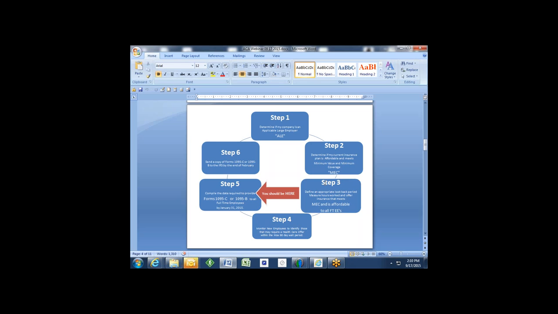You also have to ensure you include your seasonal employees. There's a calculation to go through for those. If they've worked 120 days and they're averaging over 35, so they are over the 30 hours, they can be excluded from the count because they're seasonal. So you have to keep those in mind if you have a lot of seasonal employees.